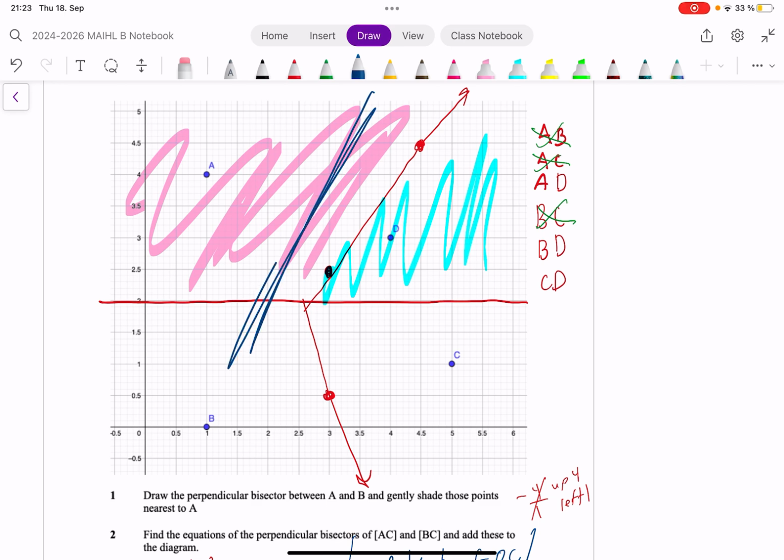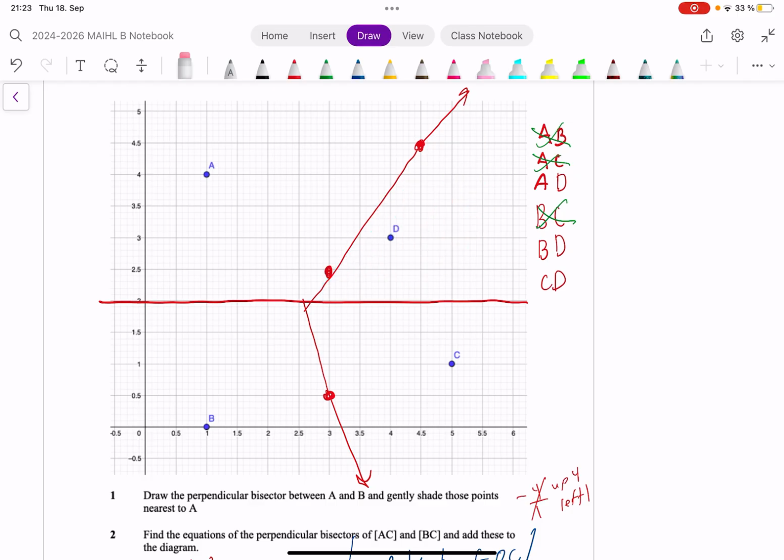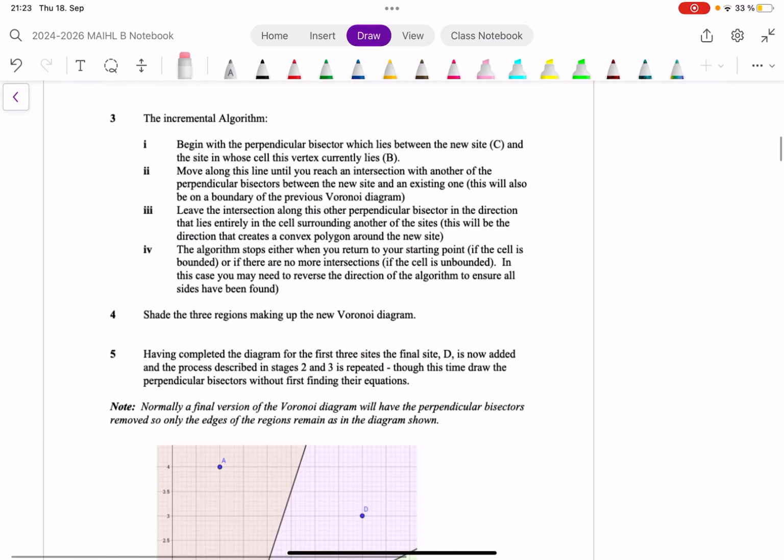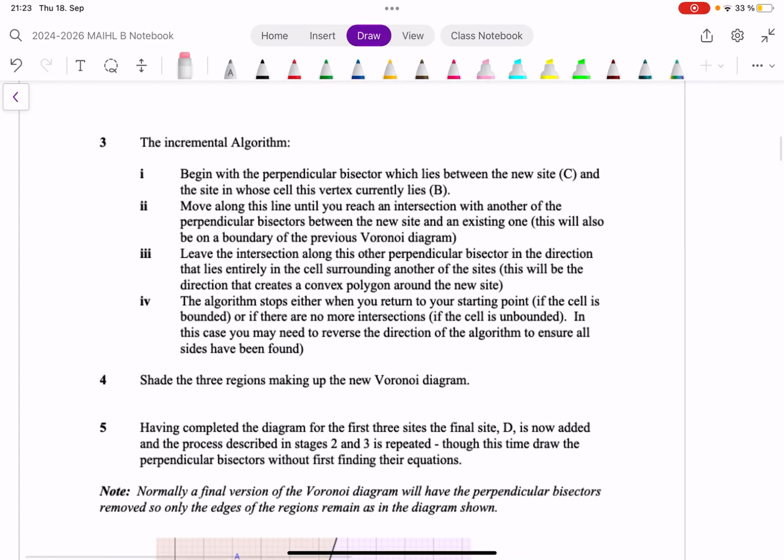There's another one that would cut this cell to be a little bit different. And so it gets to be a bit tricky when you have a lot of different cells, right? And you have to build it. So the incremental algorithm kind of works like this, right?